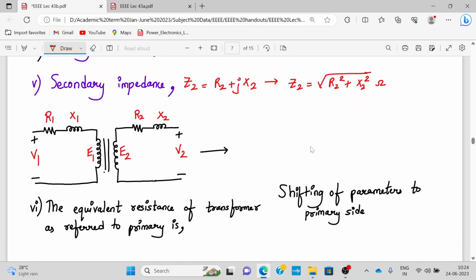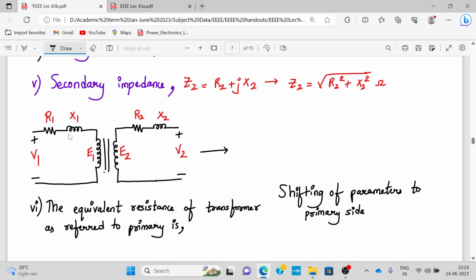Now let's say that this equivalent resistance of the transformer, if I want to shift the parameters of the secondary to the primary side, how will I do it? Anyone remembers? If I shift any parameter from the secondary to the primary, I have to divide by k square. Remember, I have to divide by k square. So let us do that.